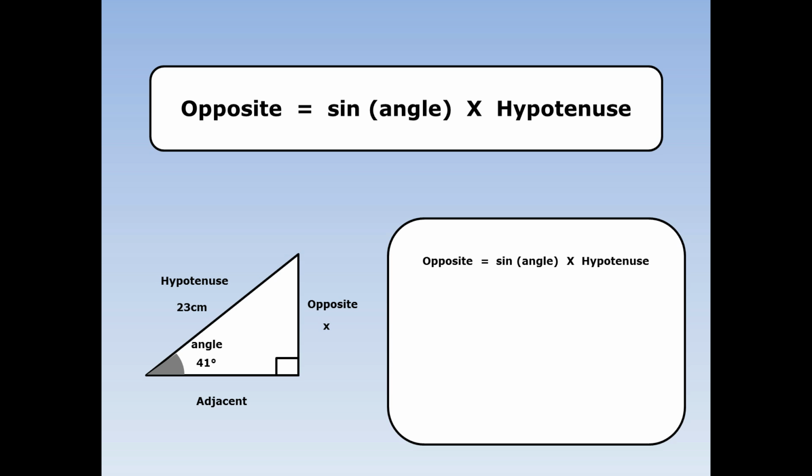We start off by writing out the formula. Opposite equals sine of the angle times the hypotenuse. Now we're looking for the opposite sides. This is going to help us find out what x is equal to. Let's fill in all the numbers. The angle is 41, so it's going to be the sine of 41 times the hypotenuse, which is 23. Now if I type in sine 41 into my calculator, I get out 0.656 times 23. And 0.656 times 23 equals 15.1. So x, the opposite side, is 15.1.